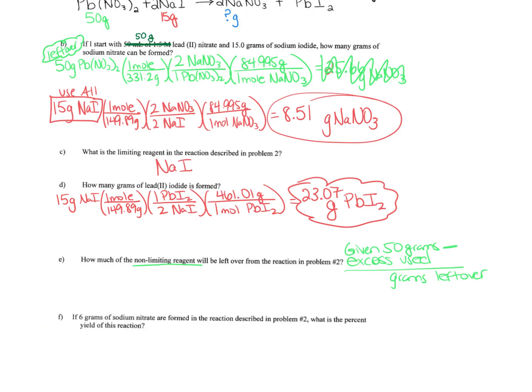The next problem asks us to figure out how much of the non-limiting reagent will be left over. So we were given 50 grams of lead nitrate, but we're not going to have that guy used. He's going to have leftovers. So the first step is to figure out, well, how much of him are we actually going to use? We were given 50 grams, and we're going to have to subtract how much we actually use so that we can figure out how many grams are left over from the reaction.